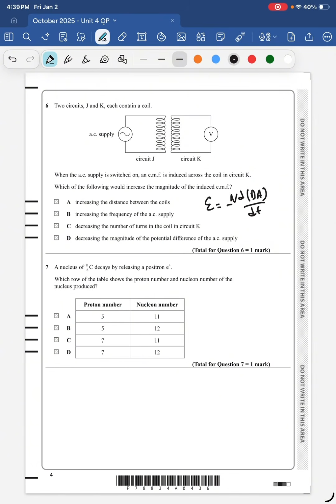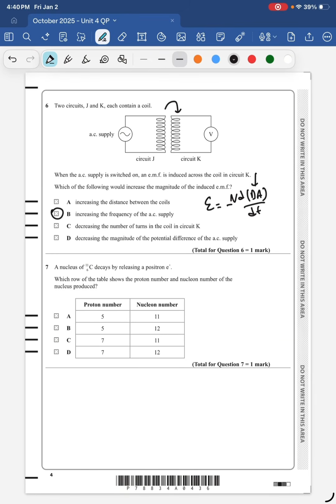Okay, so this B over here is generated by circuit J, right? Because if we have a current passing through this circuit, we have an induced B, and that induced B induces a current in circuit K. So if we increase the frequency of the supply, the frequency with which dB over dt changes increases. Therefore, we have a stronger EMF in circuit K. So the answer is B.